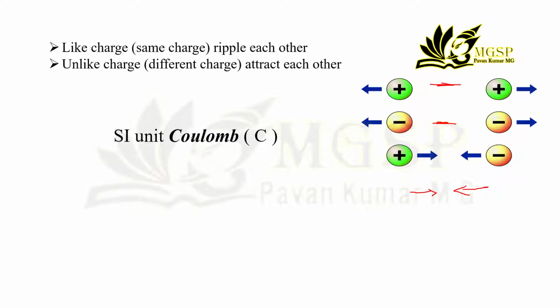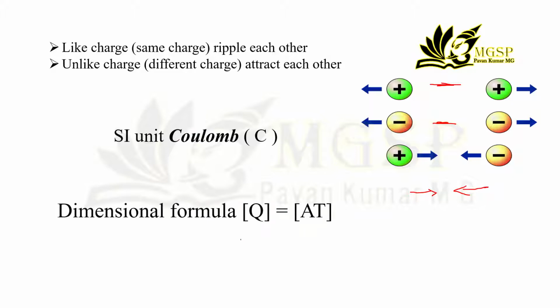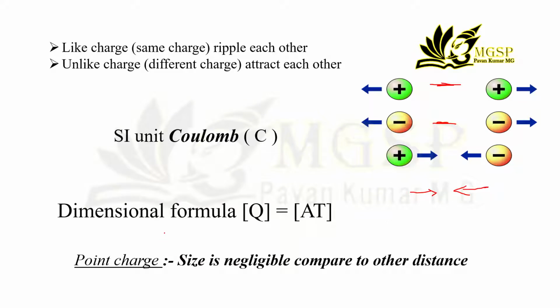The SI unit of charge is the coulomb. Dimensional formula: Q is equal to AT, where A is ampere and T is time. A point charge means its size is negligible compared to other distances. A point charge is simply like this, where the size is so negligible that you can neglect the size, but you cannot neglect the charge.